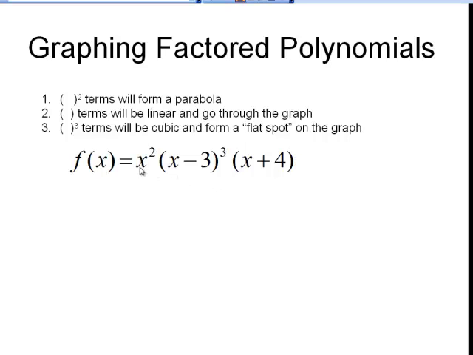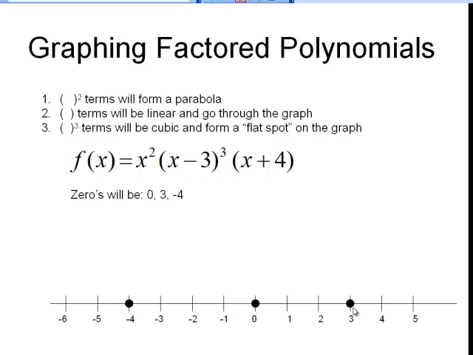First you find the zeros. There's nothing next to x, so that's 0. The minus 3 means you have a positive 3, and a plus 4 means you have a negative 4. You take the opposite of those numbers, and I put those on a number line: 3, 0, and negative 4. Then I go back, and 3 is going to be a cube, so it should be flat. 0 was our square, so it should be a parabola. And negative 4 should have a line going through it.